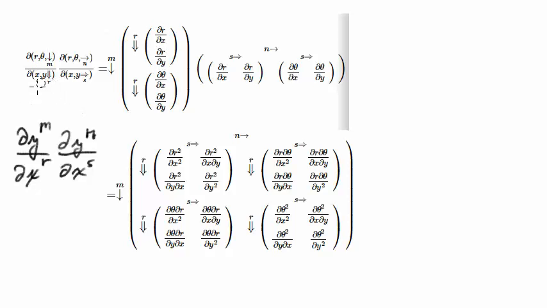And the r has x and y, and so the x is associated with the top one here, where r equals 1. When r equals 1, we get x, and the y is associated with r equals 2. When r equals 2, we put a y.